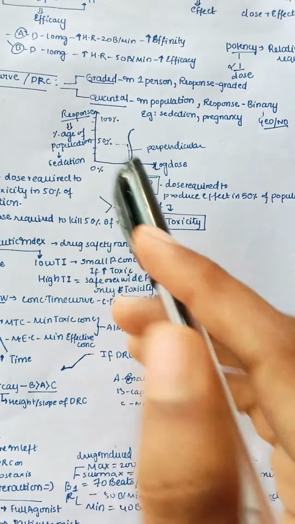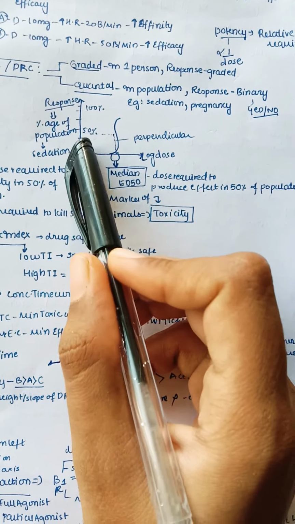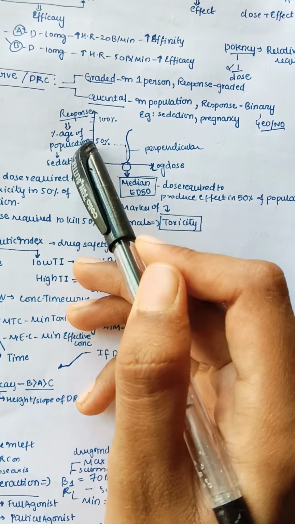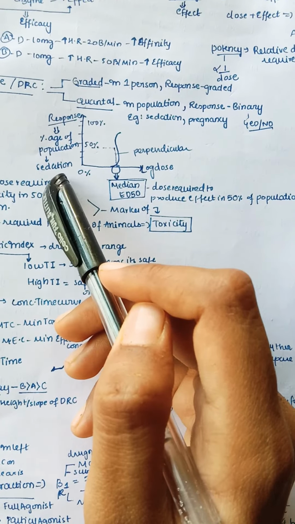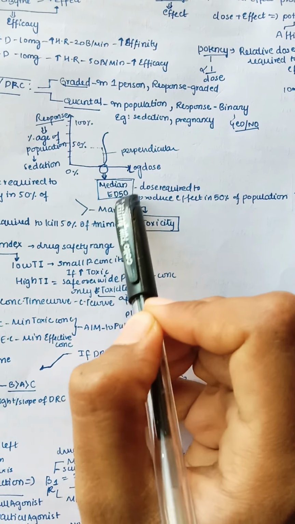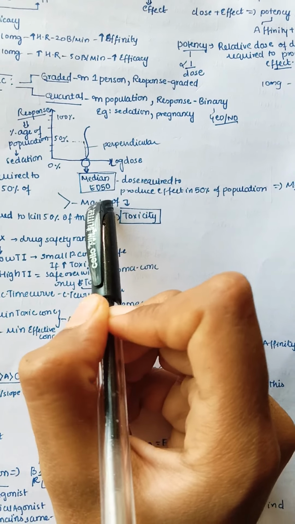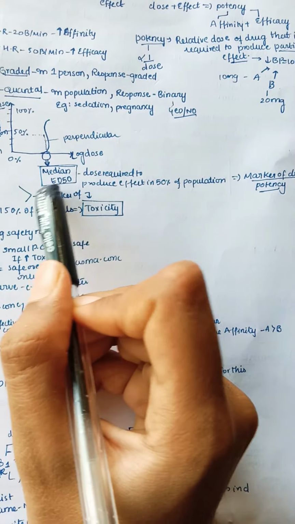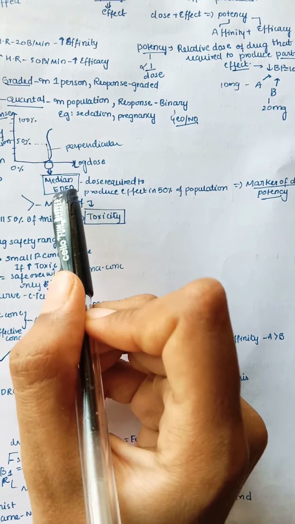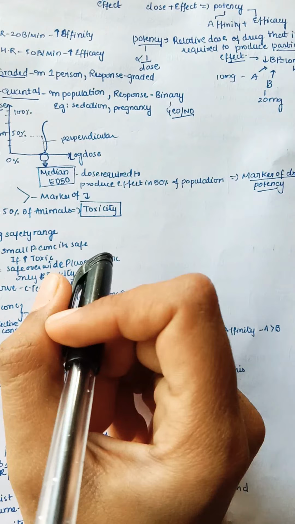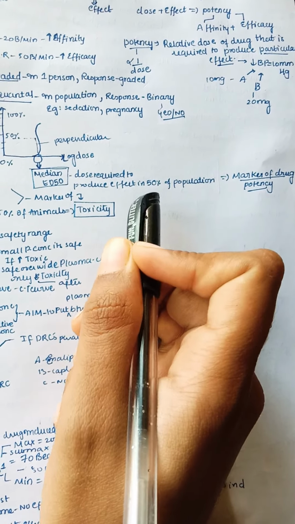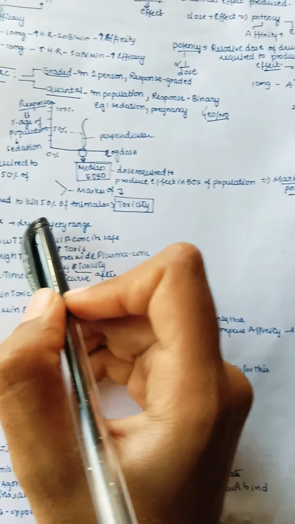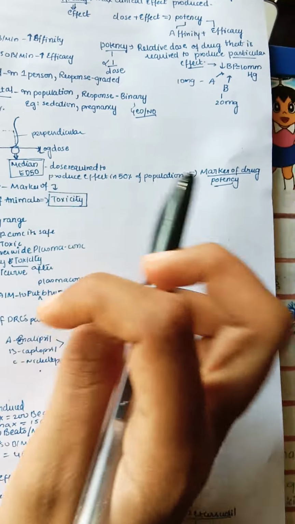If we take a DRC curve over here, you can see we are drawing a perpendicular at 50%. This is the log dose, and here is the response curve. Response gives the percentage of the population. For example, you can take sedation. So this gives the median ED50. What is this median ED50? It is nothing but the dose required to produce an effect in 50% of the population. From the name you can understand, median ED50 means the dose which is mainly required to produce an effect in 50% of the population. It is a marker mainly of drug potency, that is important. So median ED50 is a marker of drug potency.